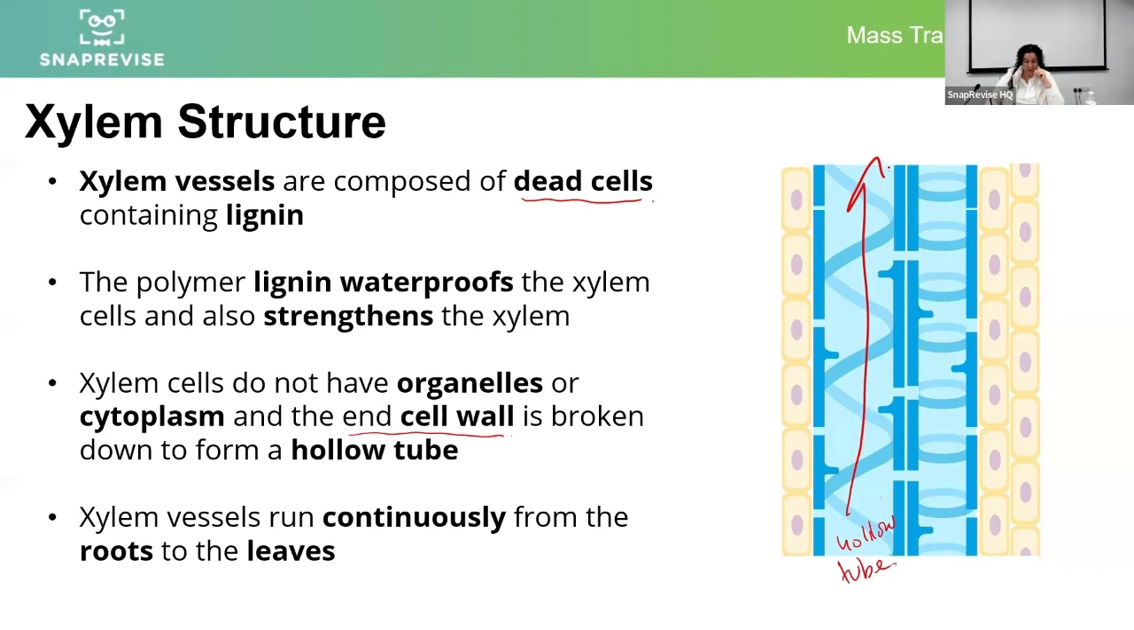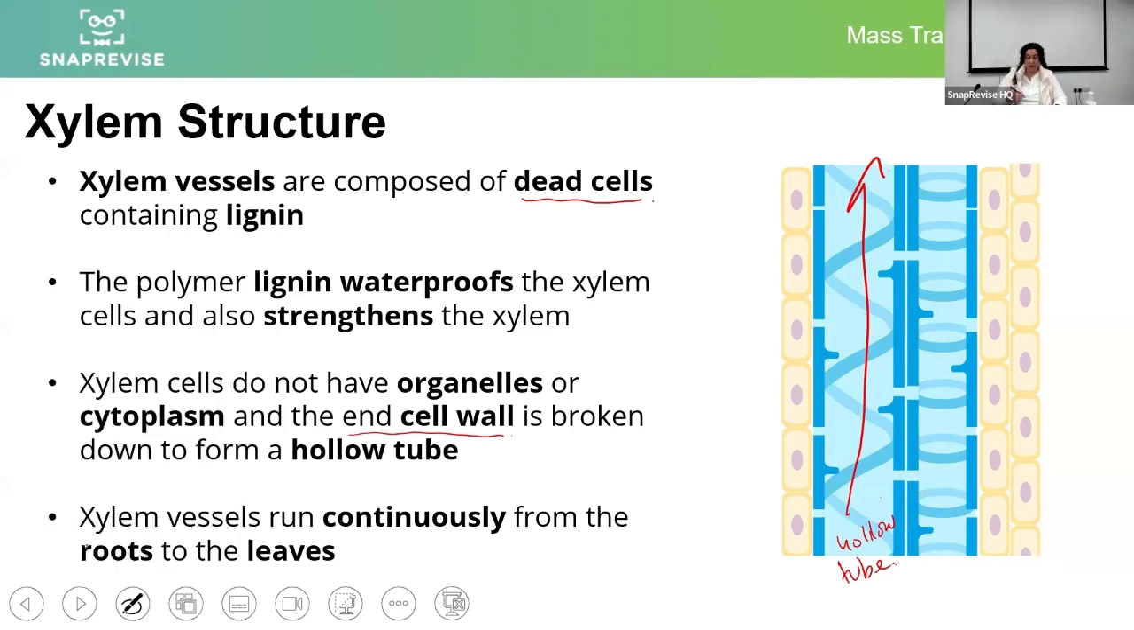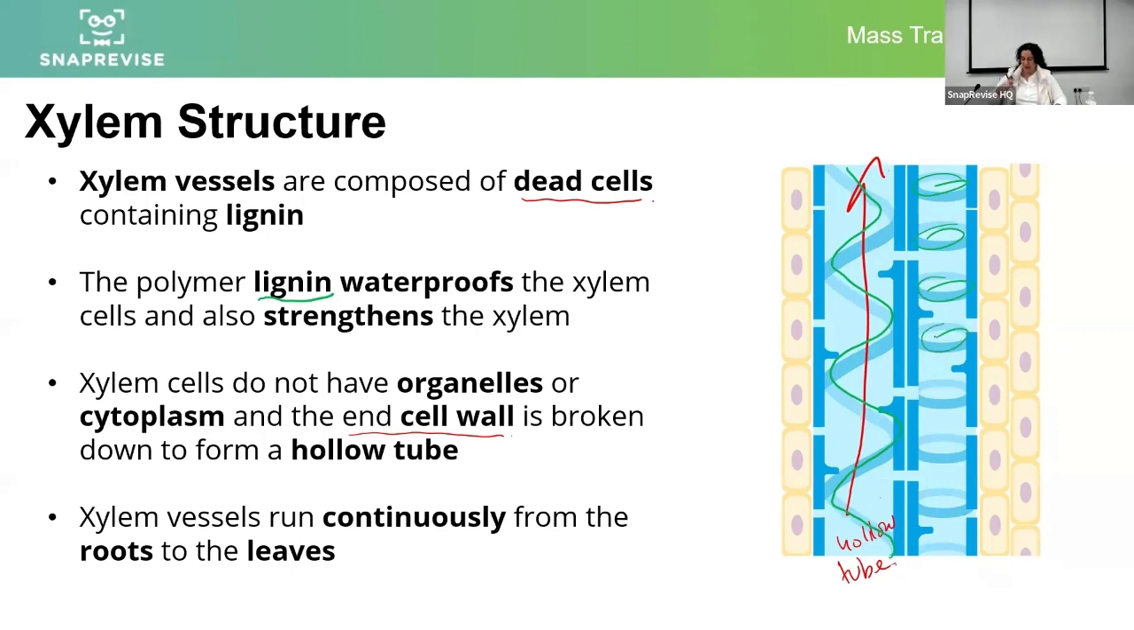They also have another adaptation, again thinking of those questions that ask us to link structure to function. I'm just going to do it in another color here. They have another adaptation, which is that they've got a type of polysaccharide called lignin, which is what these spiral lines are here. This is just to indicate that the lignin can have a spiral or circles kind of structure. And the lignin is basically a type of polysaccharide that waterproofs and strengthens the xylem.